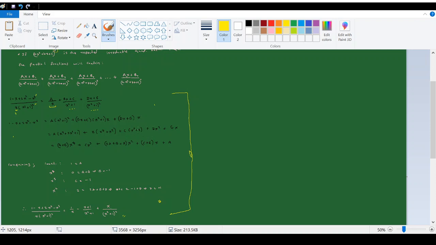Okay, so in the next video we will see the connection between integration and these partial fractions.